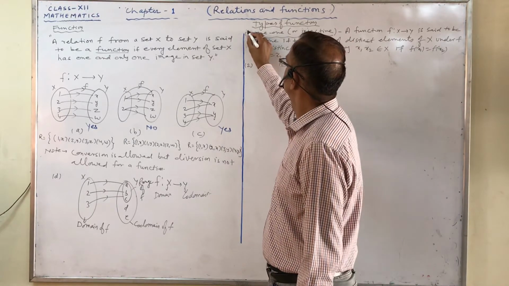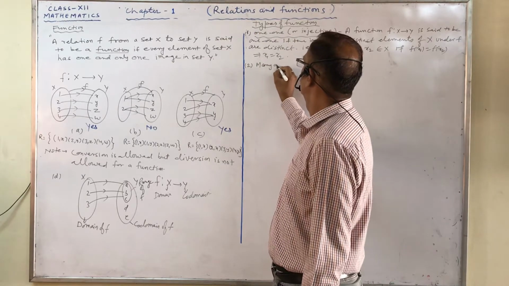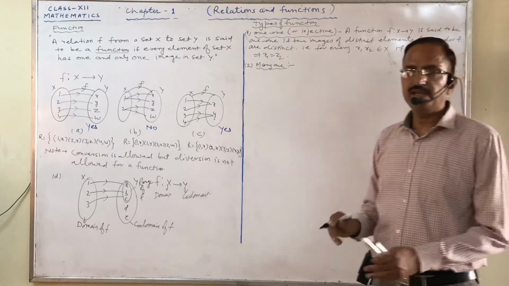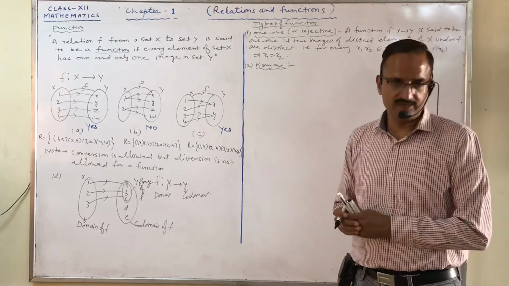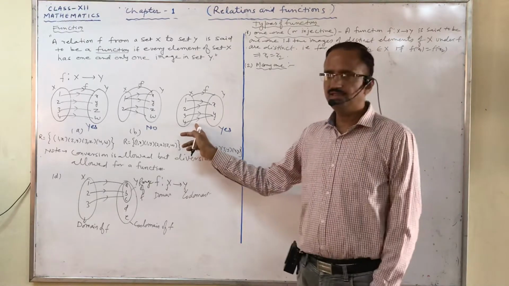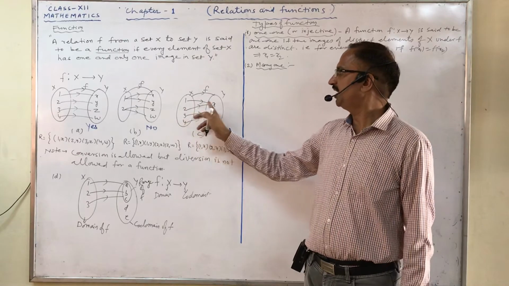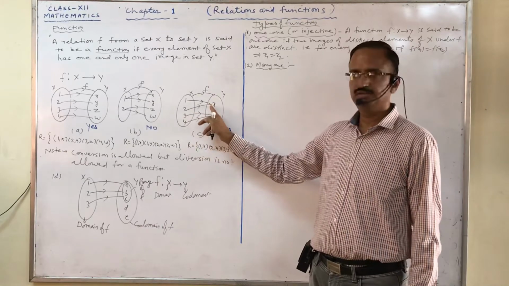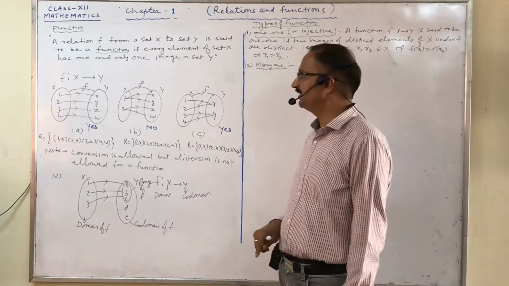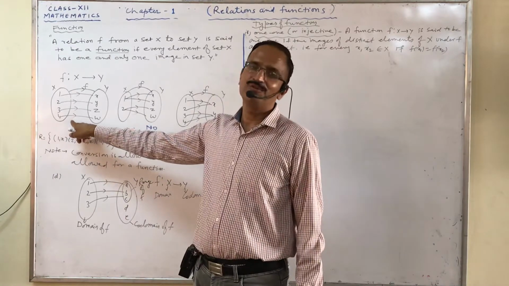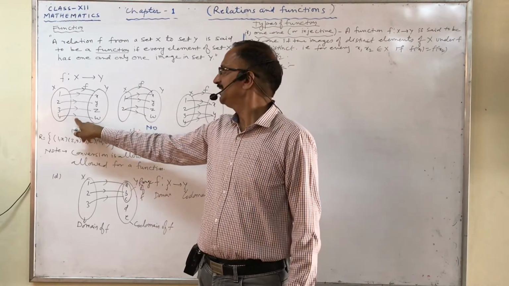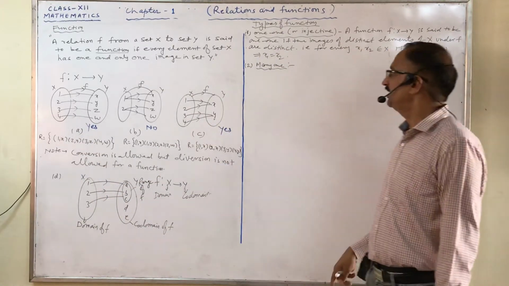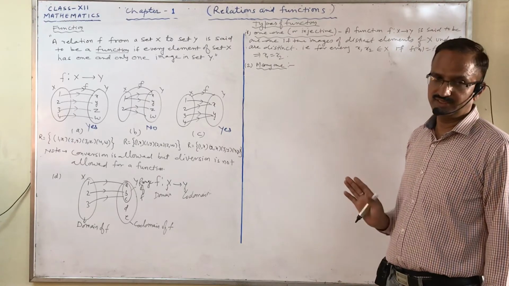many-one. From the word itself, it is clear that many elements are related to one element. Like in this part, two elements are related to X, again two elements are related to Y. So this is the example of a many-one function. This is the example of a one-one function. So this is an injective function. This relation is an injective function, and this relation is a many-one function.